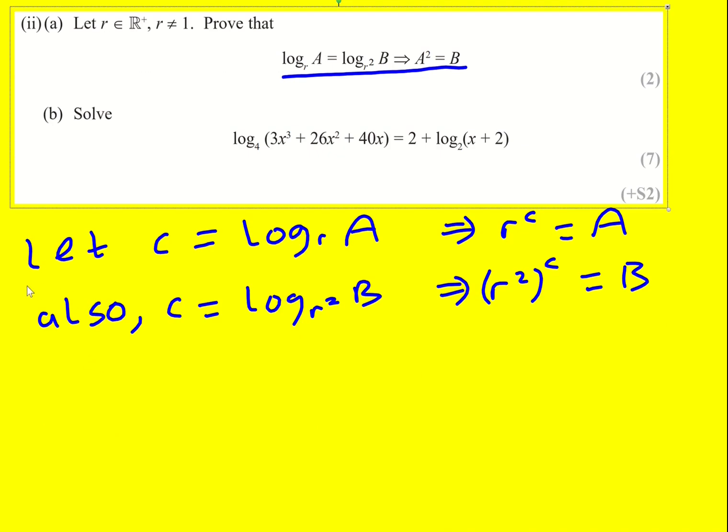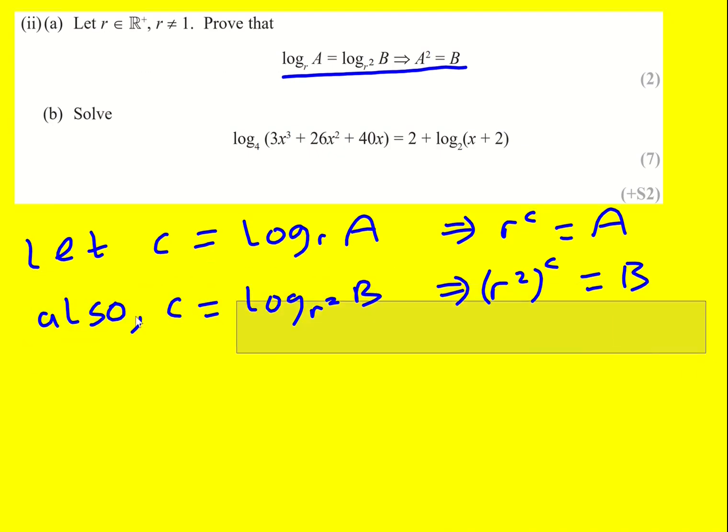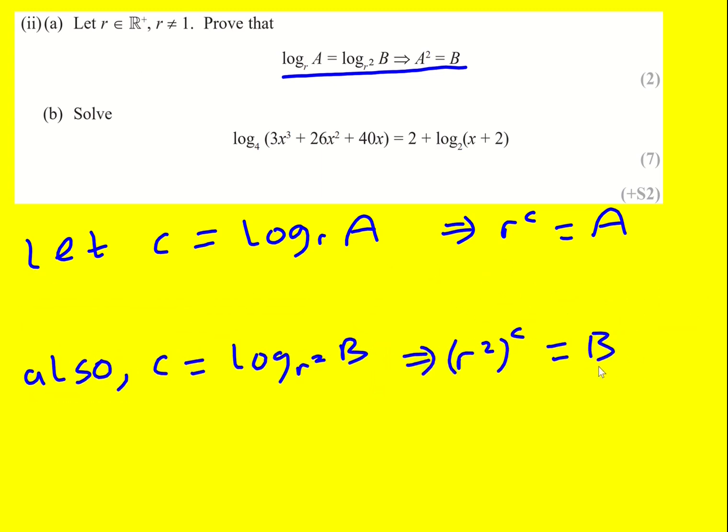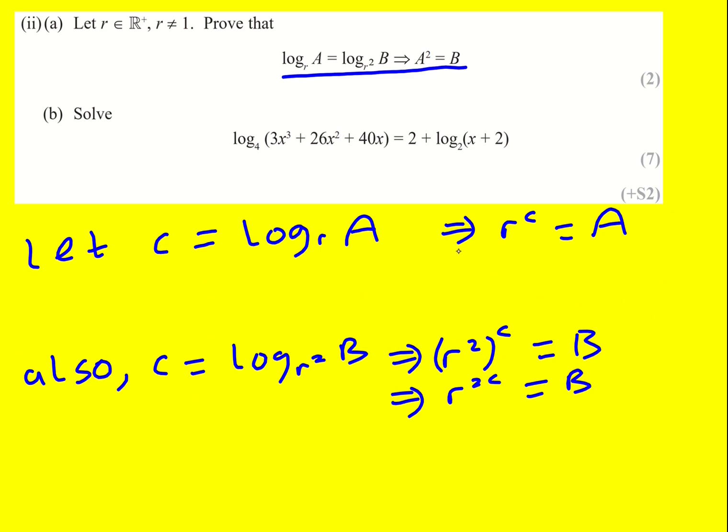Now when I think about how I can combine these, what I can do is this here is actually r to the 2c is equal to b. And if I do the same up here, it's going to be that r to the c all squared, or r to the 2c will equal a squared. And it's going to follow from this. Therefore, sorry, they've written it the other way around, so I'll do that as well. Therefore, a squared is equal to b.